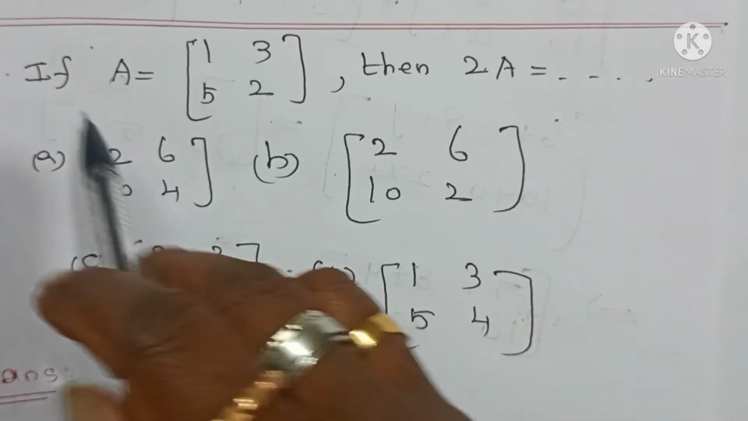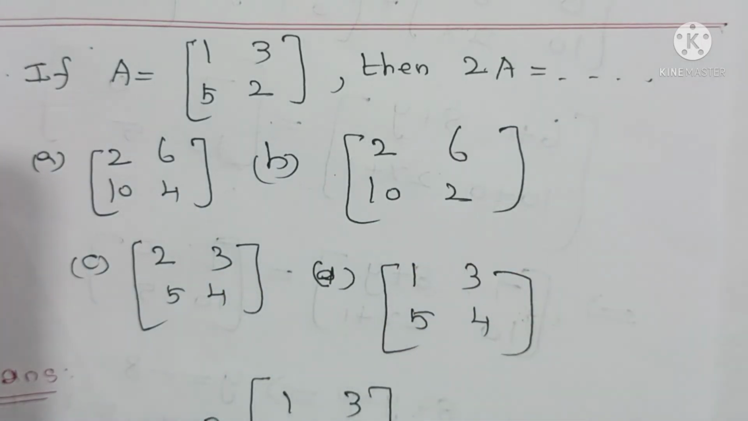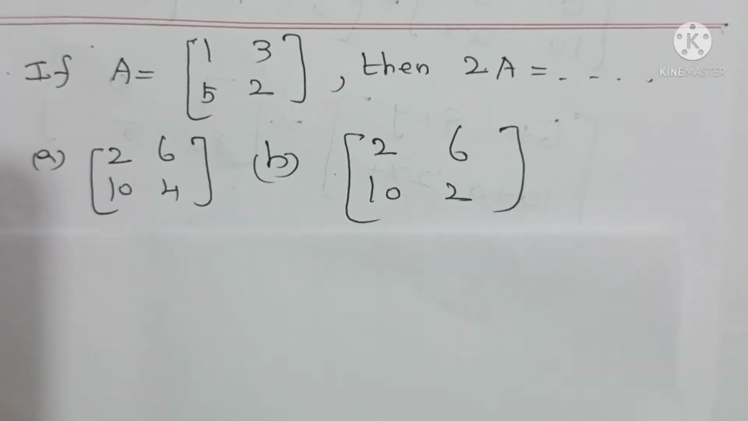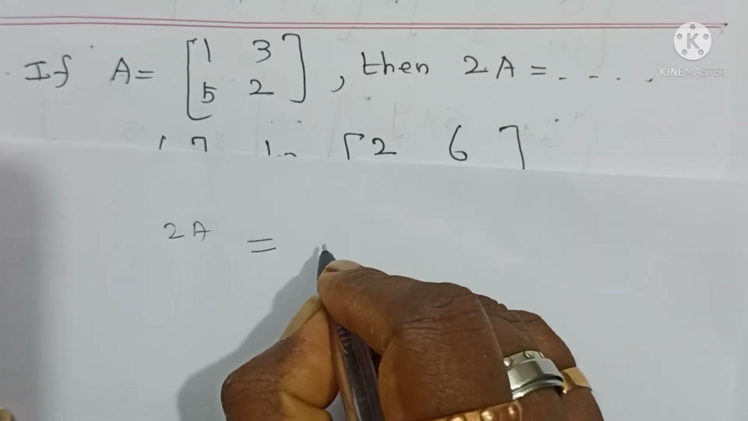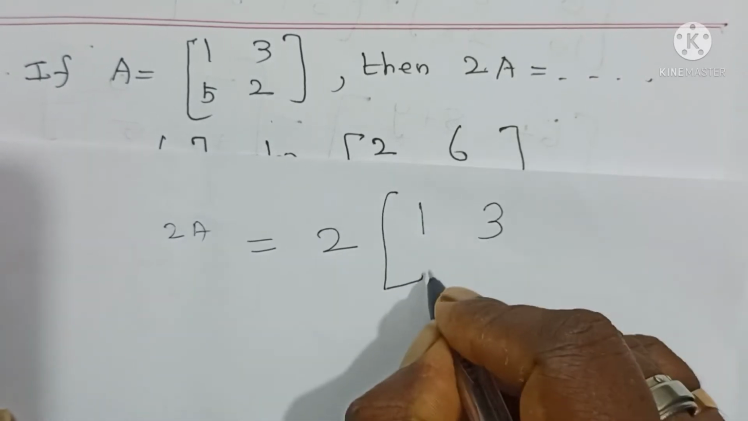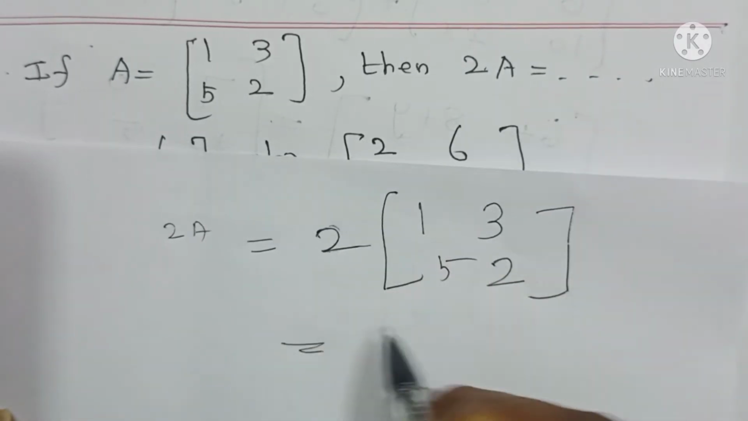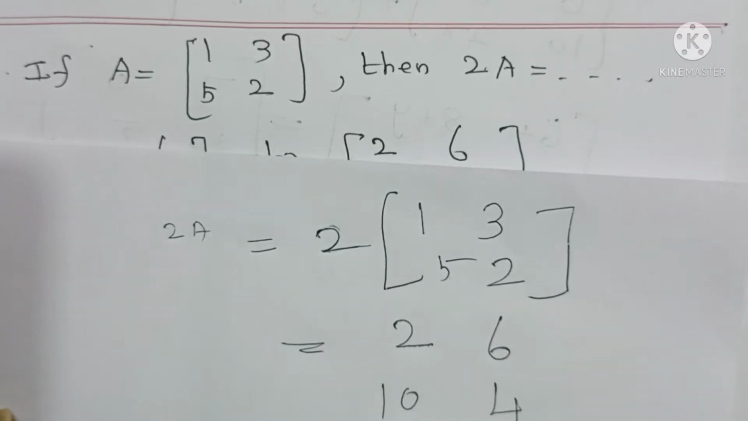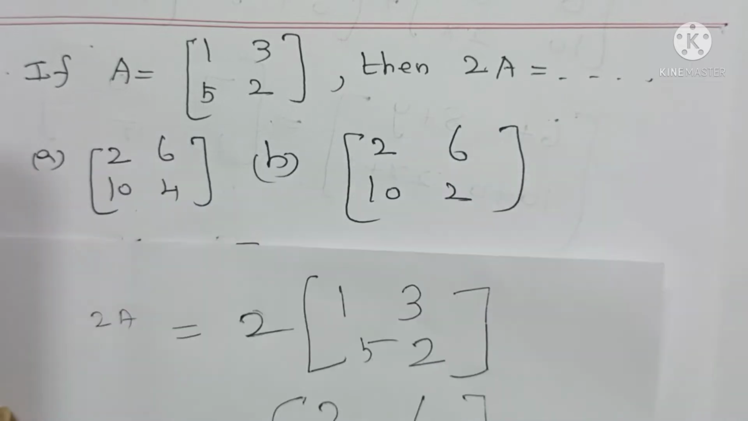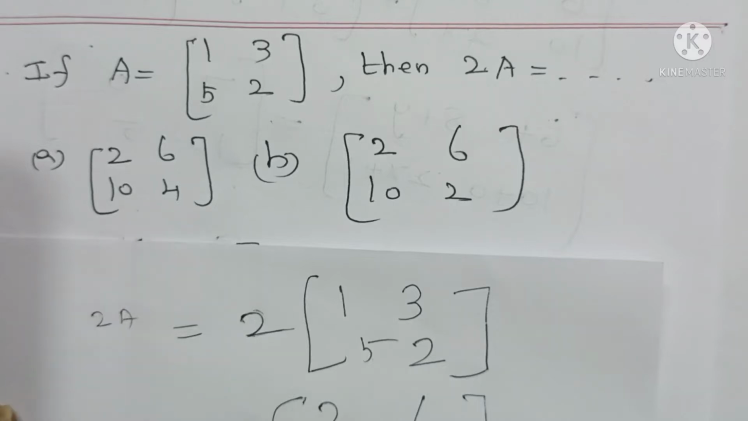Then let's move on to the 11th question. If A is equal to 1, 3, 5, 2, then what is 2A? We have to substitute A here, then you can find the value of 2A. So 2A is equal to 2 into 1, 3, 5, 2. You have to multiply this 2 with all the numbers. So 2, 6, 5 into 2 is 10, then 2 into 2 is 4. So this is the answer: 2, 6, 10, 4. So option A is the correct answer.